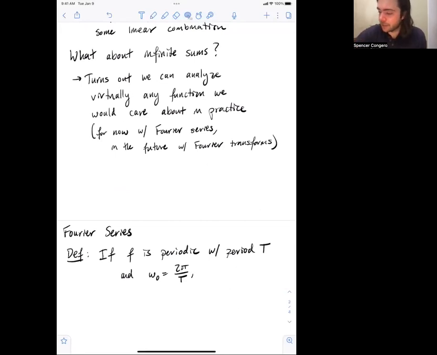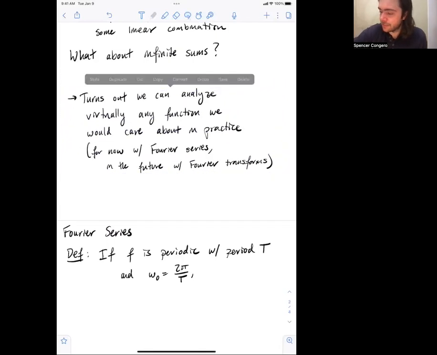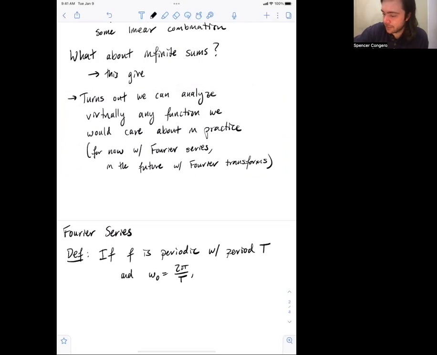Actually, I'm going to add just one line here. I was just thinking, what about infinite sums? This gives us Fourier series. I'll just write here, it turns out we can analyze virtually any function. So that's a separate point. Infinite sums, I just want to be really clear, are going to be with Fourier series. And then in general, for any function we care about in practice, either we can use Fourier series or in the future, we'll use Fourier transforms once we get there.